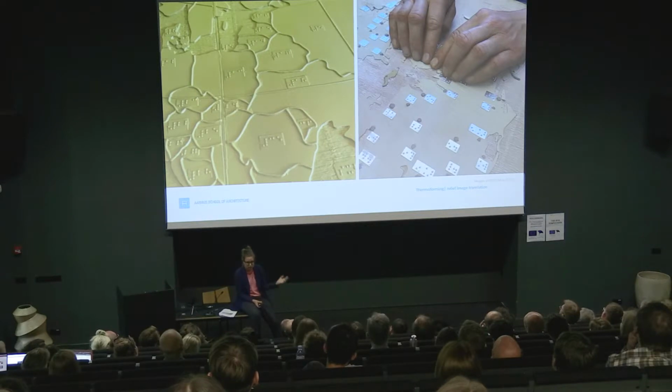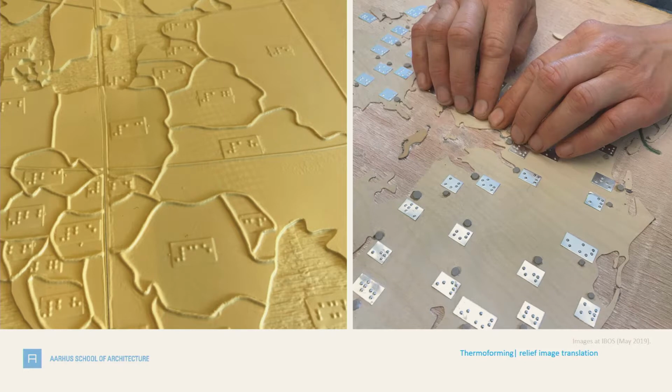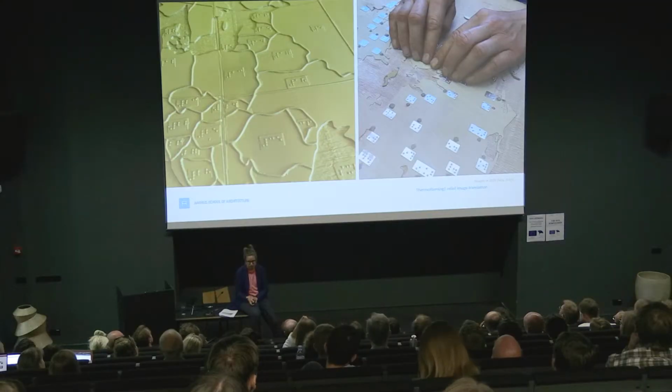There's not only swell paper, but there's also thermoform, which is a technique of molding plastic in a matrix using a vacuum press of high temperature. So what you see on the right-hand side is a model that's tested through a blind user, and then on the other side you see the thermoformed outlines of a world atlas that's accessible through tactility.